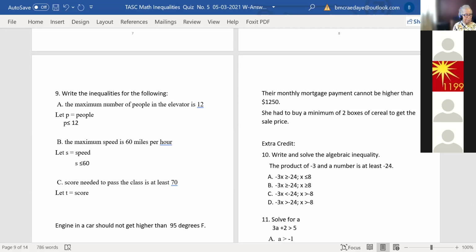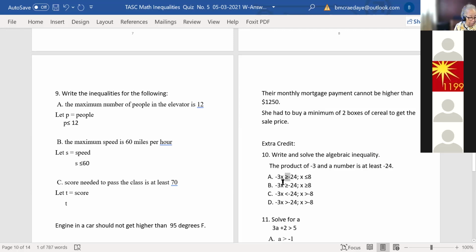Less than? You can pass the class with a 60? This is at least 70. The score needed to pass the class is at least 70. At least means what? Greater than. Greater than or equal, right? So what would I write, Maureen? Tell me what to write. The score will be greater than 70. Right, greater than or equal. So the T, which represents the score, and I put my greater than or equal symbol.